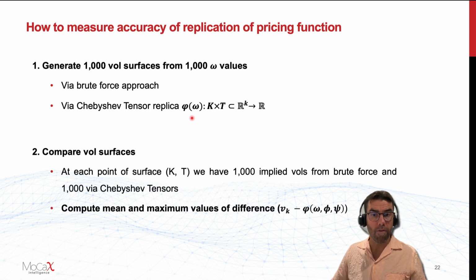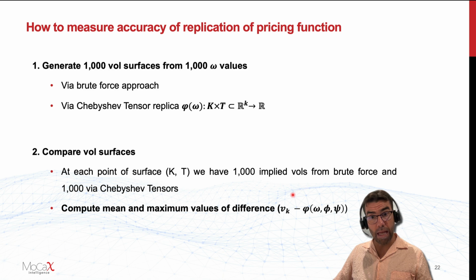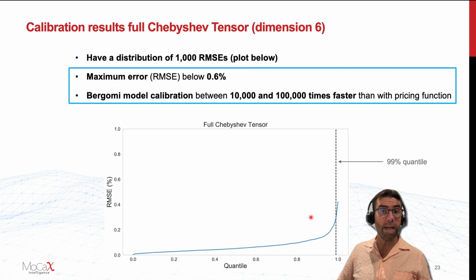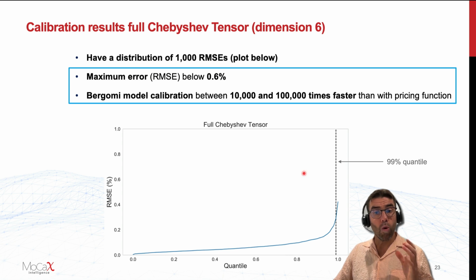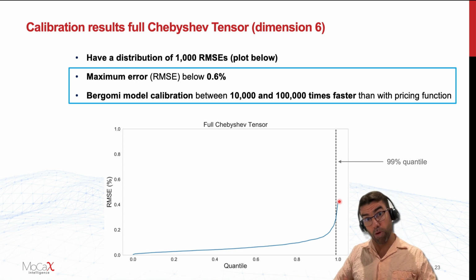And what we're going to do is, from these 1,000 implied volatility surfaces that we have, we're going to compare the actual brute force volatility, let's call it that way, compared to the volatility obtained with the AI function. And for each of these, we have statistics. We can obtain a root mean square error, and we can compare results. So what we obtain using the Chebyshev tensor in the case of dimension 6, which is model version 1, we obtain a maximum error of 0.6%, which is in line with the actual error of the Monte Carlo simulation that generates the data itself, the model itself.